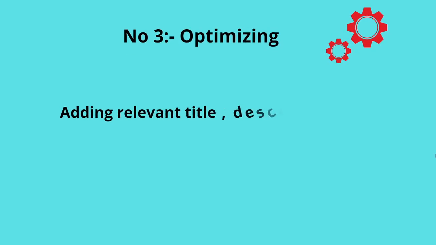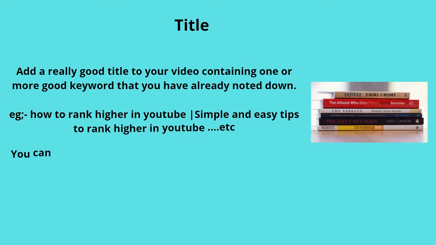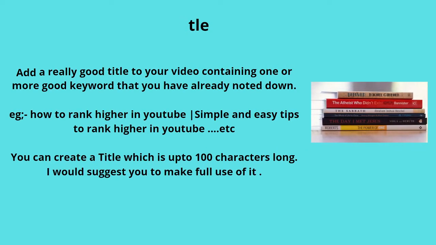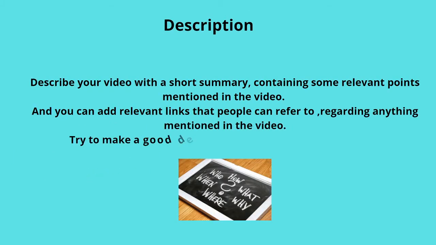Step 3, optimizing. This step consists of adding titles, description, tags and a catchy thumbnail to your video. A title should contain one or more suitable keywords and contain up to 100 characters. Description: it is ideal to add a short description to your video with 100 plus words containing some keywords along with any links etc. for references.